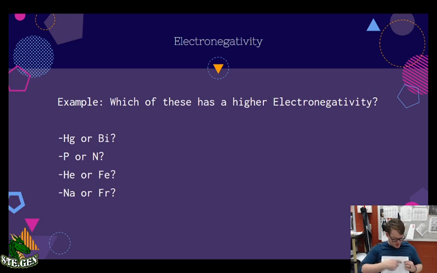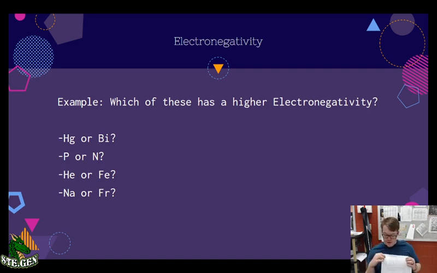Phosphorus or nitrogen? Phosphorus is here, nitrogen is here. Nitrogen is further up, that means nitrogen has a higher electronegativity. He or Fe? We don't even actually need to look as soon as we see He. He is a noble gas. Noble gases have 0 electronegativity. We don't count them as having any electronegativity whatsoever.